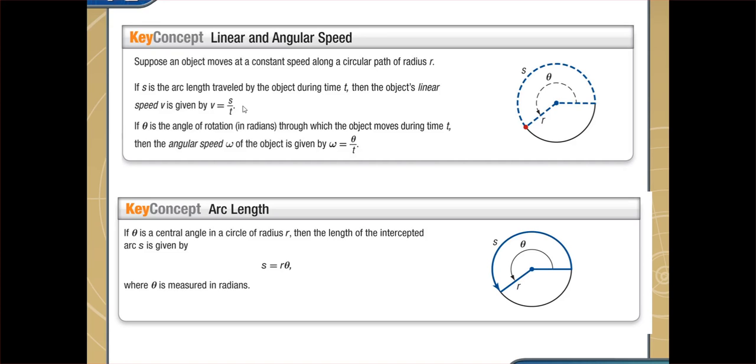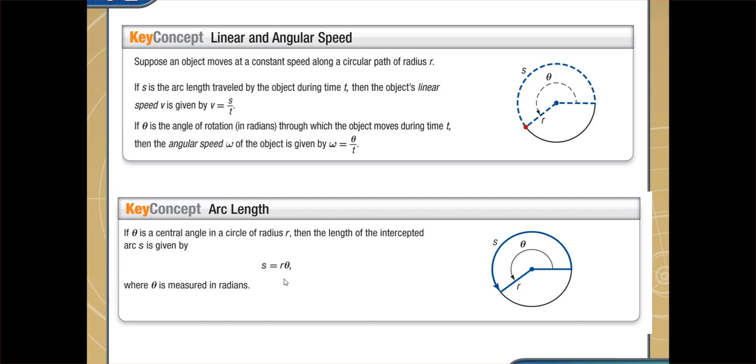So suppose an object moves along a circular path with the radius r. To find the linear speed, we will call it v for linear speed, we will take the ratio of our arc length over the time. So again, v equals s divided by t. It means that the linear speed equals the arc length divided by the time.